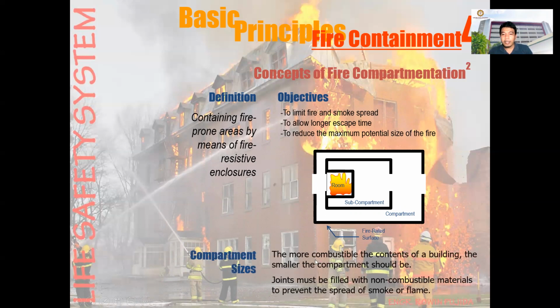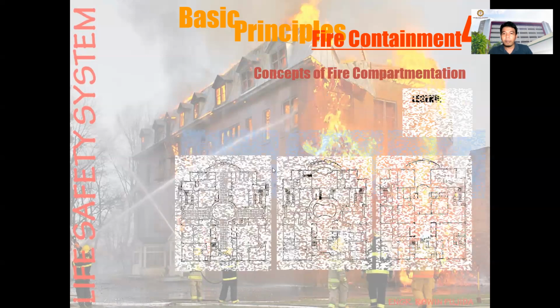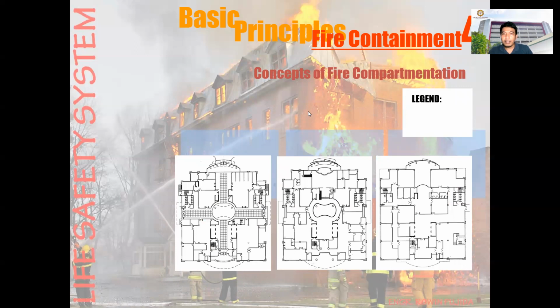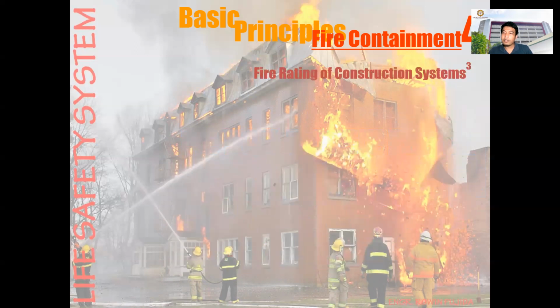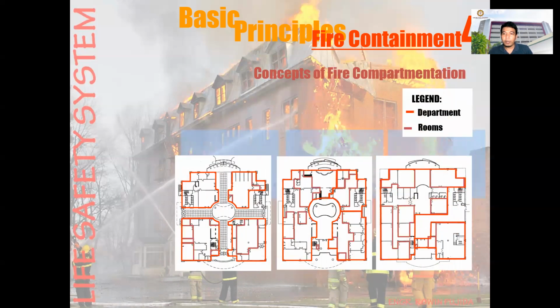For the compartment size, the more combustible the contents of a building, the smaller the compartment should be. The joints must be filled with non-combustible material to prevent the spread of smoke or flame. So you have this concept: the rooms, and then the department. That's compartmentation. You have the rooms, smaller rooms, and then the department.